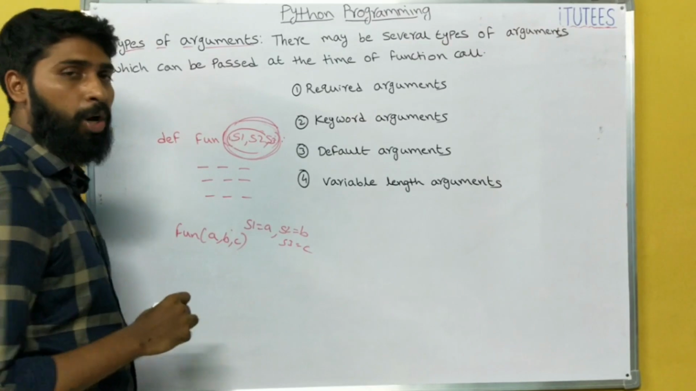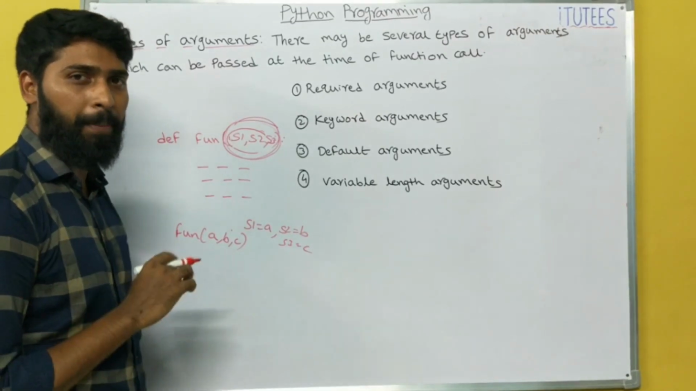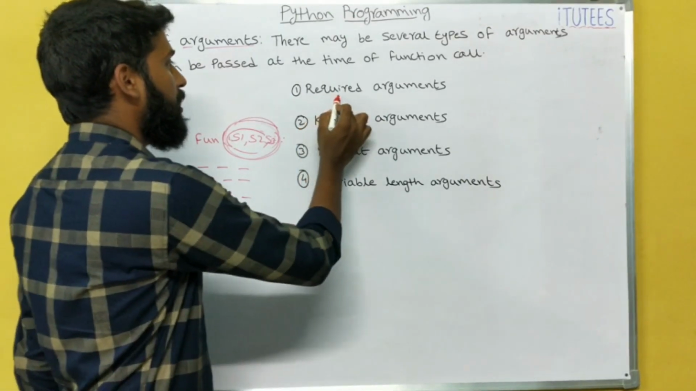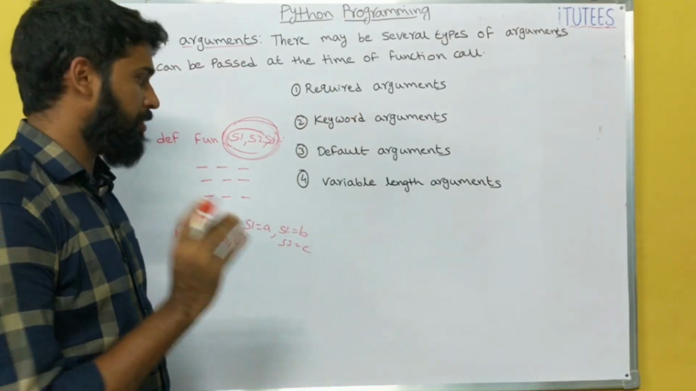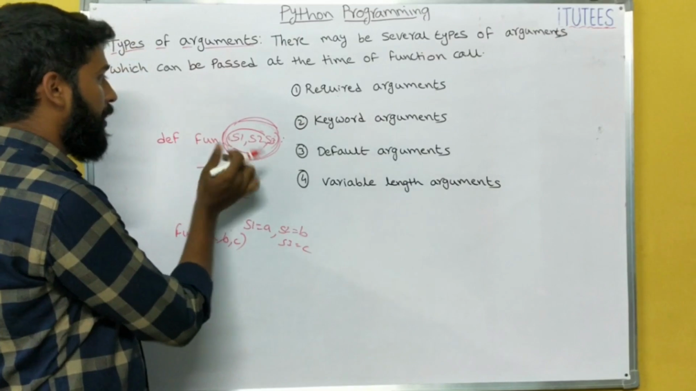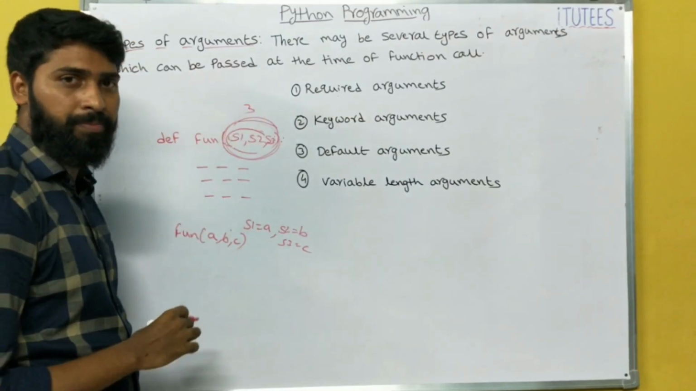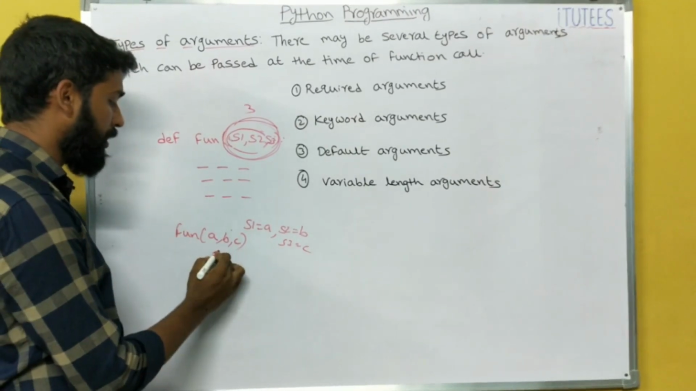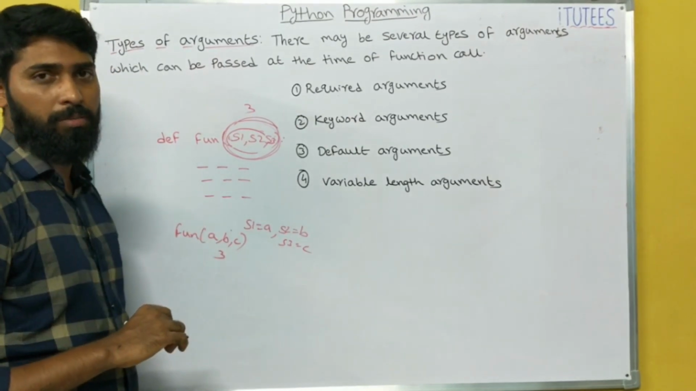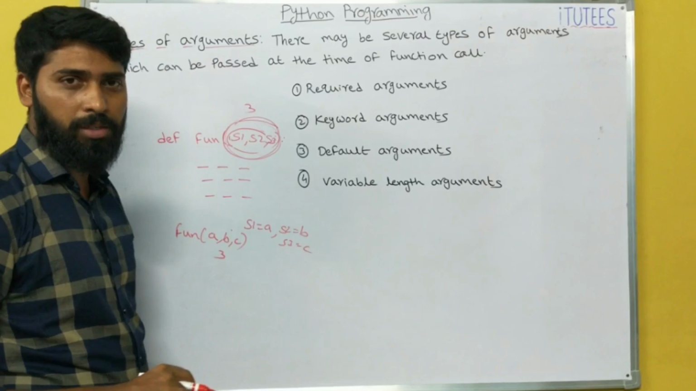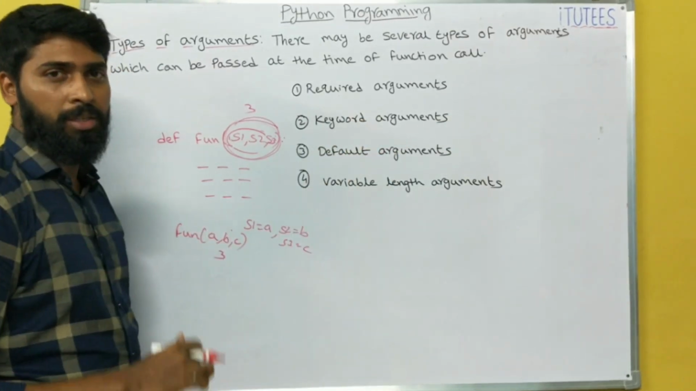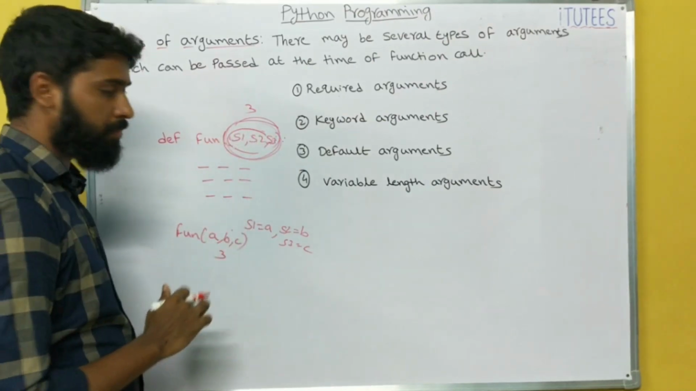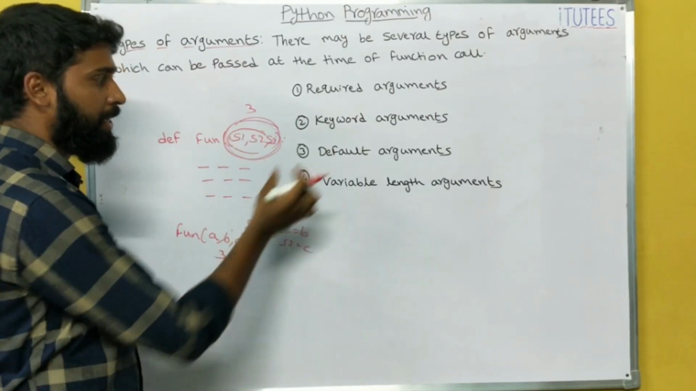How many types of arguments do we have in Python? There are four types of arguments available in Python. One is required arguments. Required arguments means if the function has three arguments, it requires three arguments at the time of calling. That is required arguments. Then keyword arguments. Keyword arguments means here I am taking s1, s2, s3, and for those I am going to give the keywords.